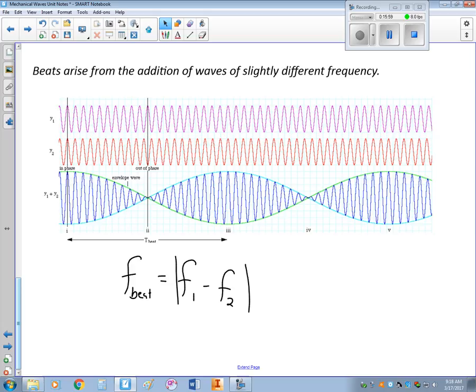So again, this is kind of like an interference pattern, but it's kind of unique. I'll do some demonstrations in class to let you observe what this is all about. All right, that's going to conclude video 2.